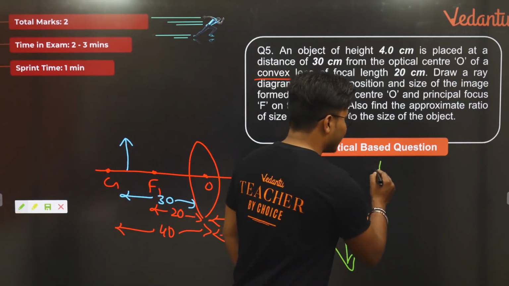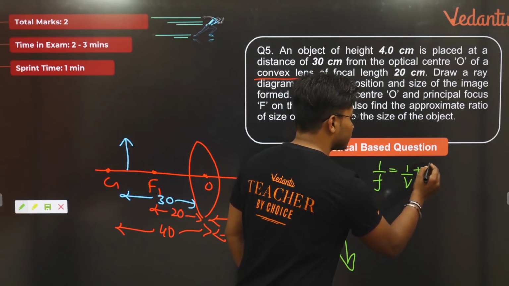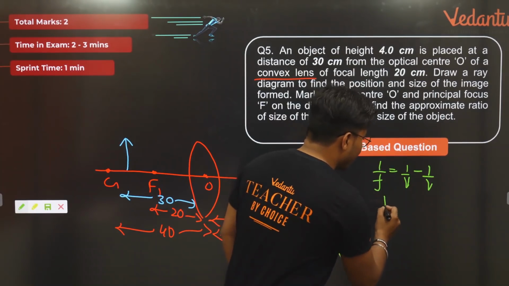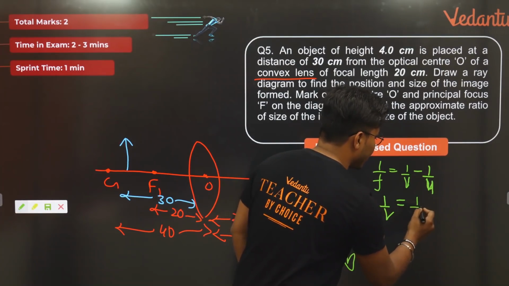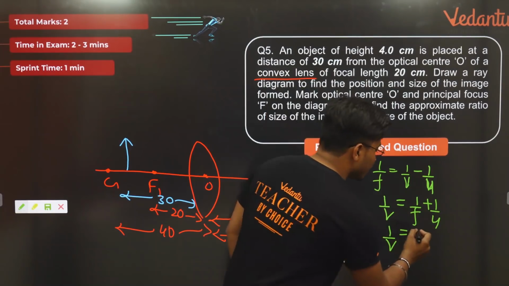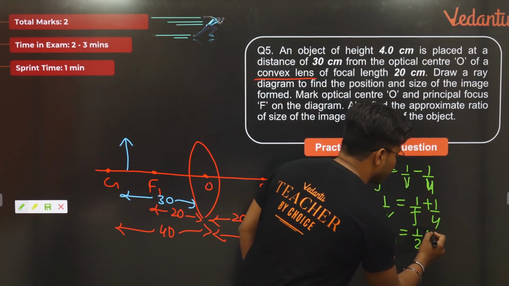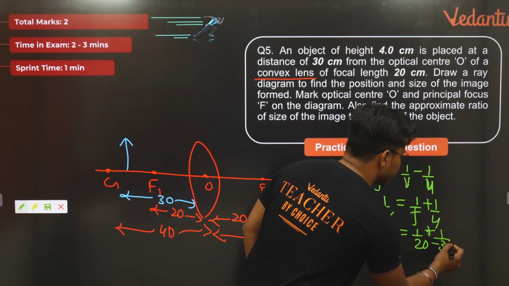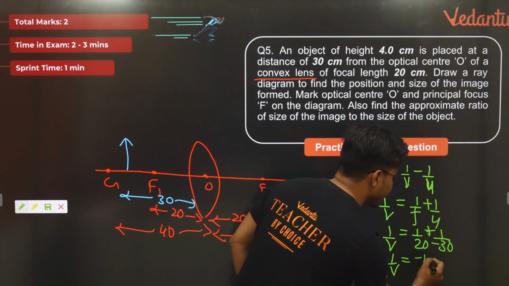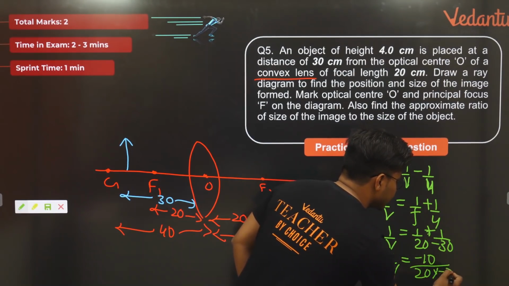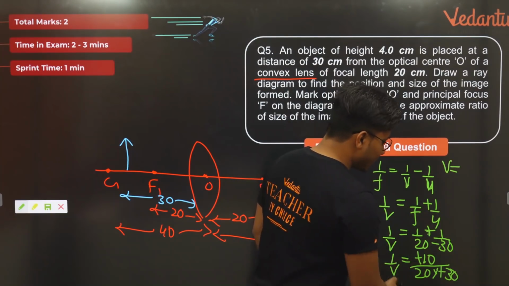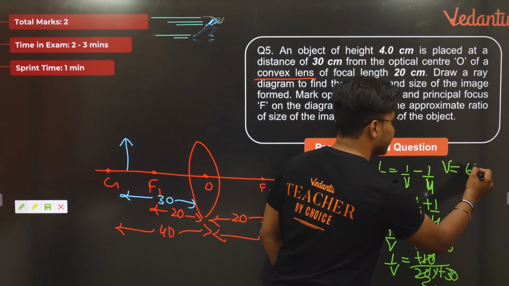Now, by using the lens formula, we can find out where the image distance is. Let's quickly find it out. So 1 by f is equal to 1 by v minus 1 by u. We need to find out 1 by v. 1 by v will be equal to 1 by f plus 1 by u. 1 by v is equal to 1 by 20, since the focal length of a convex lens is positive, plus 1 by minus 30, since u is negative. So what will be the answer? 1 by v is equal to (minus 30 plus 20) divided by 20 into minus 30, so minus 10 divided by 20 into minus 30. Negative negative cancel. You must get a positive value. So v becomes equal to 60 centimeter.